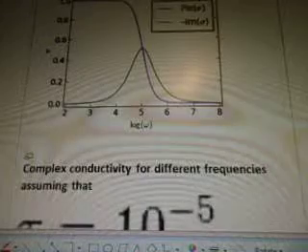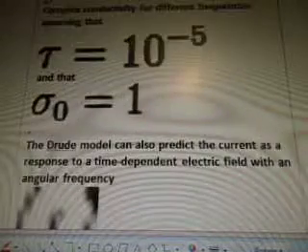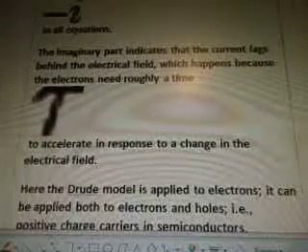It says complex conductivity for different frequencies, assuming that t equals 10 to the power of minus 5, and that this equation equals 1. The Drude model can also predict the current as a response to a time-dependent electric field with an angular frequency. The symbol, in which case this equation, here it assumed that another equation and another equation in other conventions, I is replaced by minus I in all equations. The imaginary part indicates that the current lags behind the electric field, which happens because the electrons need roughly a time, t, to accelerate in response to a change in the electrical field.